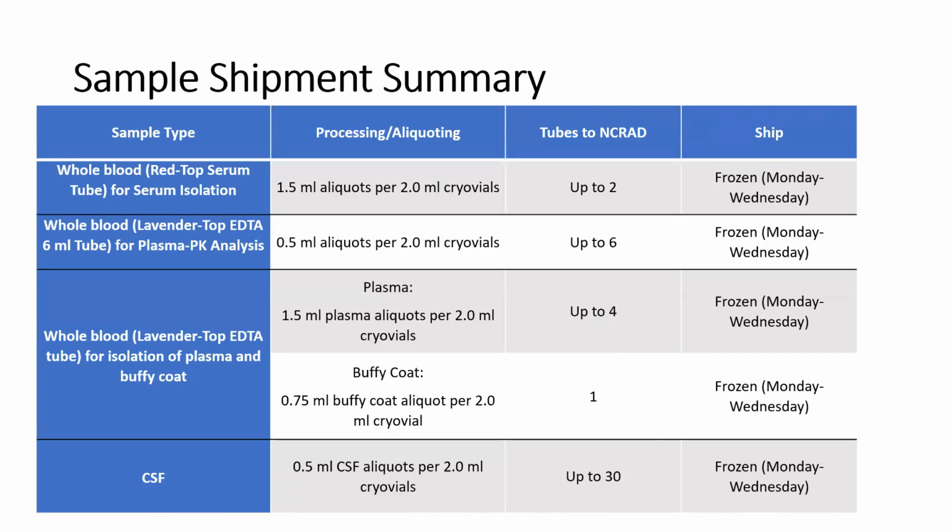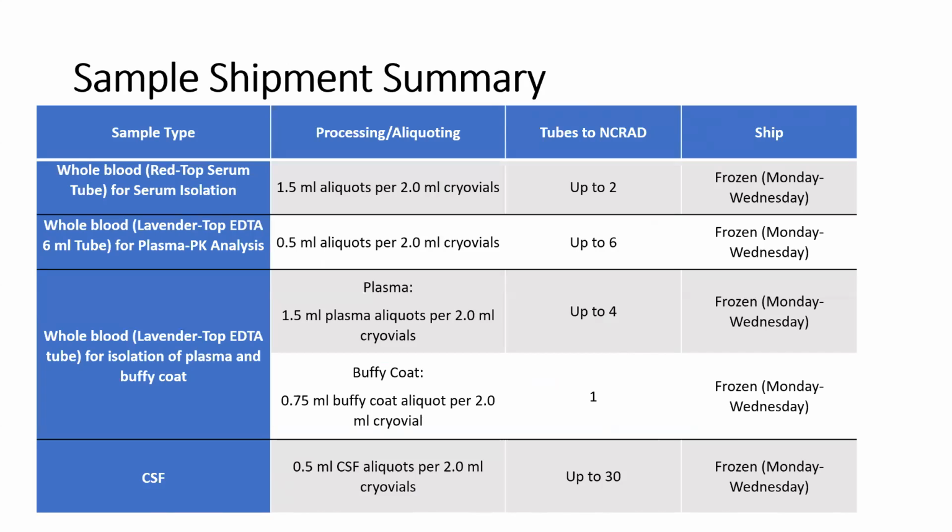We'll be expecting plasma PK aliquots. Those are again 0.5 ml aliquots in the 2 ml cryovials, and we'll be expecting up to 6 of those. We'll also be expecting another plasma type, 1.5 ml plasma aliquots from the 10 ml EDTA tube in the 2 ml cryovials. We'll be expecting up to 4 of those.